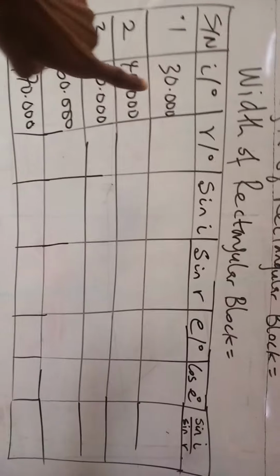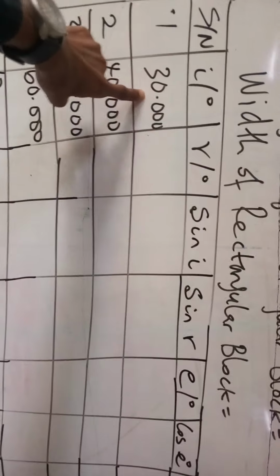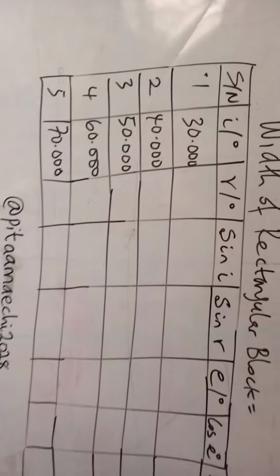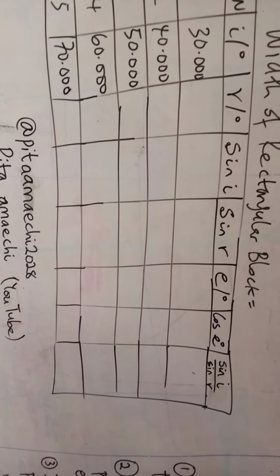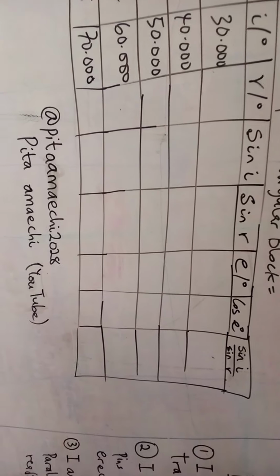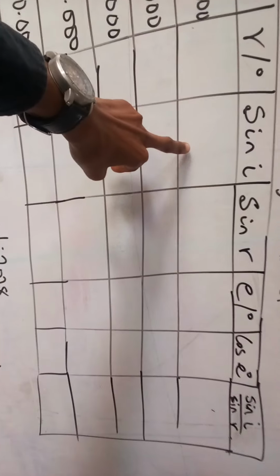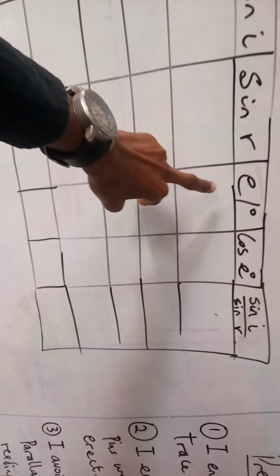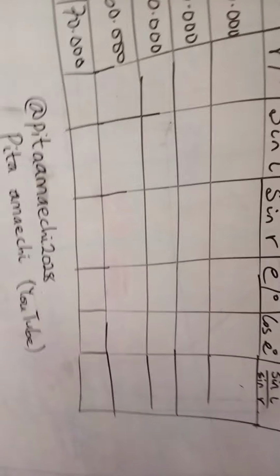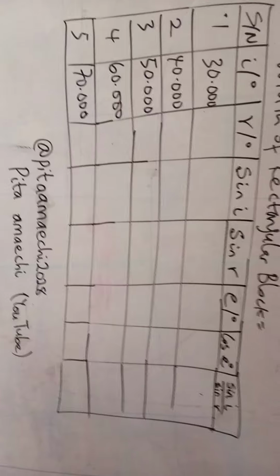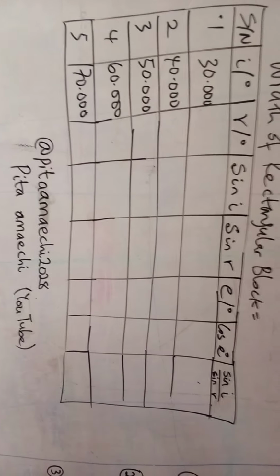You can be asked to find the angle of incidence, 30 degrees, 40 degrees, 50, 60, 70 degrees, as the case may be. So we assume that this might be the nature of our table of values. R standing for angle of refraction, then sine of angle of incidence, sine of angle of refraction, emergent angle, cos of emergent angle, then sine I over sine R. It can be tan, it can be whichever function, and ensure that all your readings are in 3 decimal places.